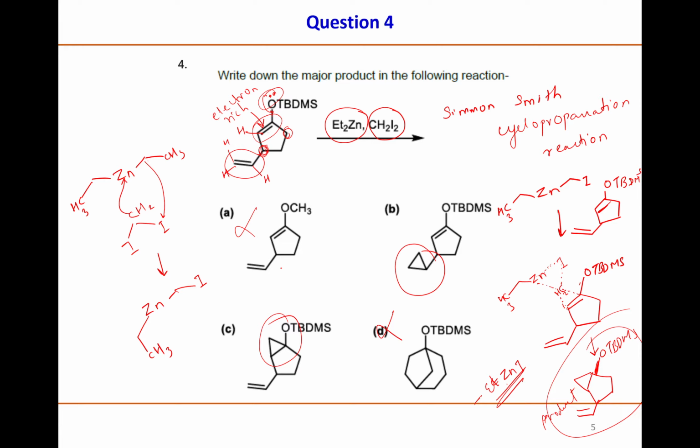Okay, so the Simmons-Smith reaction is nothing but cyclopropanation. Initially, we found out where the cyclopropanation is taking place, so two options were eliminated earlier. Now we have checked the electron density, and we found that this double bond is more electron rich. That's why option C is the correct answer. Okay, understood?